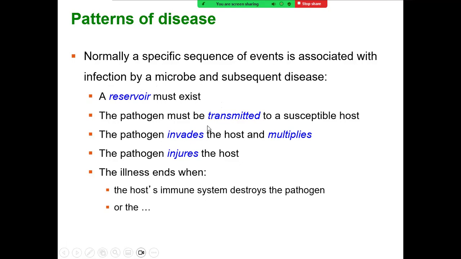The pathogen must be transmitted to a susceptible host. If someone is immune to that pathogen, it will not infect that patient and will not spread. The pathogen invades the host and multiplies in the host, and the pathogen must injure the host. If you don't have injury of the host, you have no signs or symptoms of disease. And you could have an asymptomatic disease, which is not harming that individual, but the trouble is that patient can then spread the disease to other people, and it can then harm somebody else.